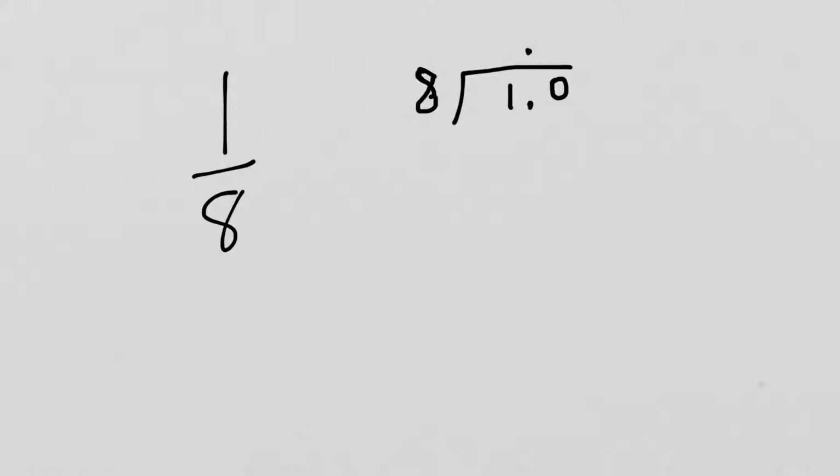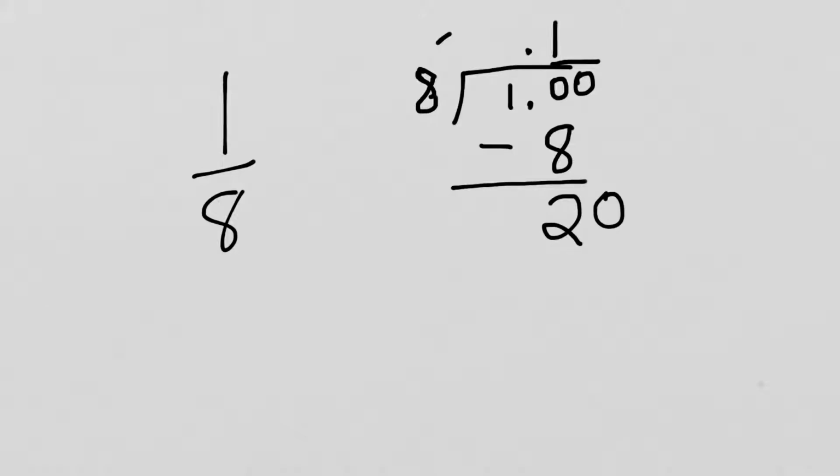Now when we divide, we don't think of it as 1.0, we think of it as 10. And how many times does 8 go into 10? 1 time. 1 times 8 equals 8. So I go ahead and subtract that. 10 minus 8 is 2. Now I don't ever leave a remainder in a division problem when I'm dealing with decimals. So I have to continue by adding another 0, and then I bring that 0 down.